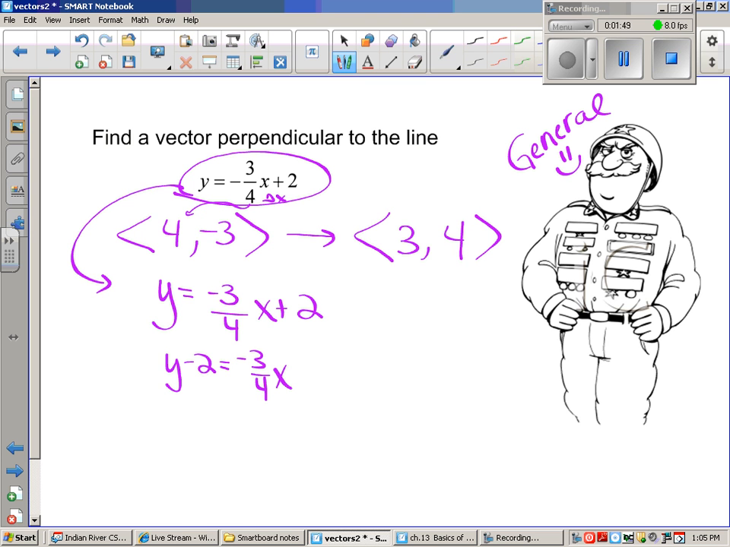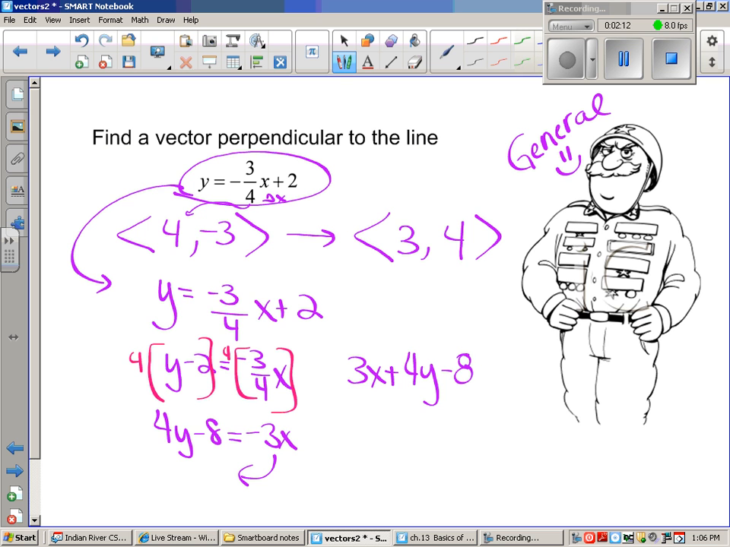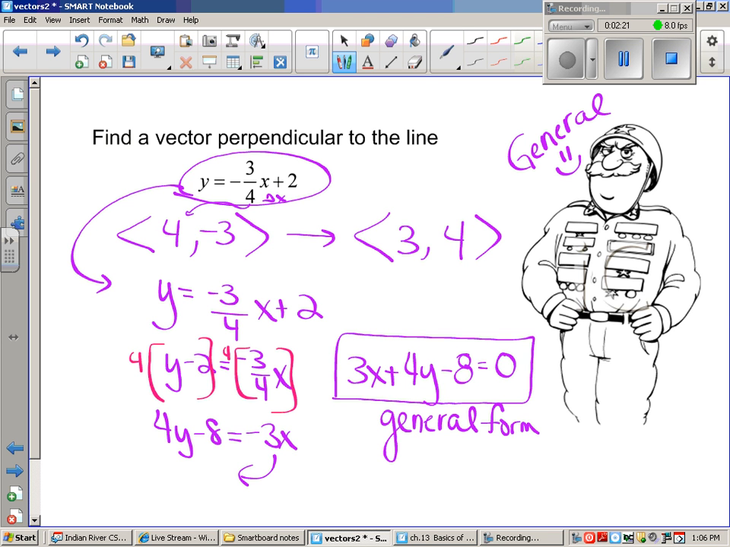So what I'm going to do, even before anybody might suggest something different, I'm going to multiply both sides by 4. When I multiply both sides by 4, that helps this whole situation in getting rid of that fraction. So I'd have 4y, I'd have -8 on this side, and now the -3x. So now I'm going to bring that to this side. So I'd have 3x plus 4y minus 8 equals 0. This is what we call the general form. You don't need to salute it.